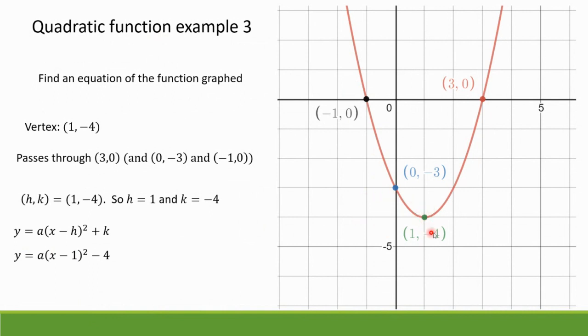The vertex, that's where it changes direction, right? That's here, 1, -4. I mean, there are other points on the graph. As you can see, we have -1, 0, 3, 0. We also have 0, -3. But since we know the vertex, we know what h and k are. The point hk is equal to 1, -4. So h is 1, k is -4.